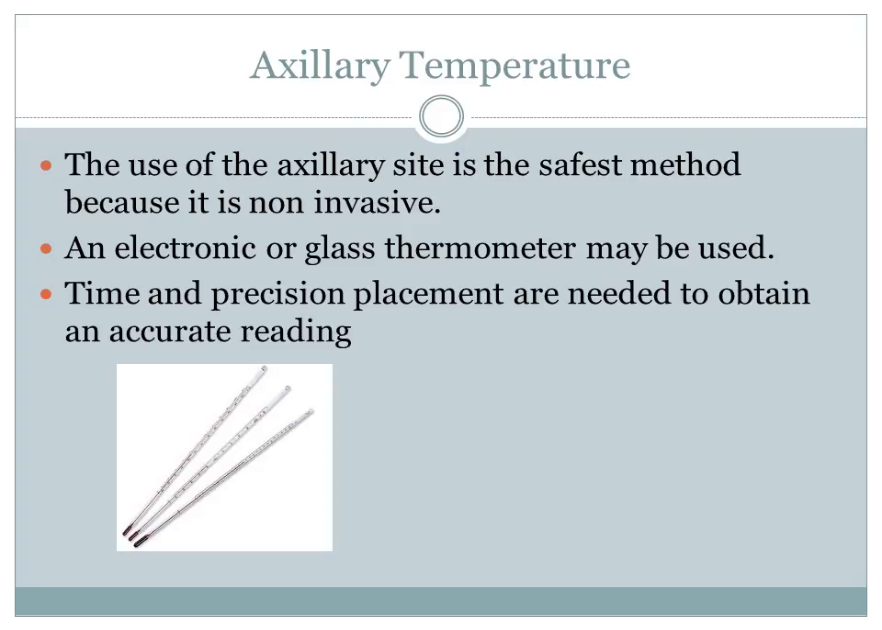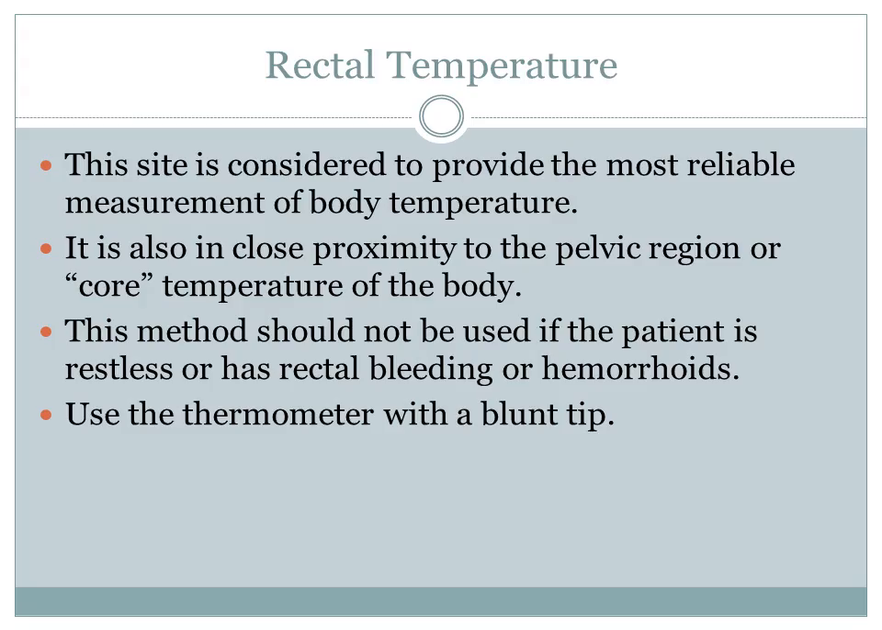Axillary temperature. The axillary site is the safest method because it is non-invasive. An electronic or glass thermometer may be used. Time and precise placement are needed to obtain an accurate reading. Rectal temperature. This site is considered to provide the most reliable measurement of body temperature. It is also in close proximity to the pelvic region, or core temperature of the body. This method should not be used if patients are restless or have rectal bleeding or hemorrhoids. Use a thermometer with a blunt tip.